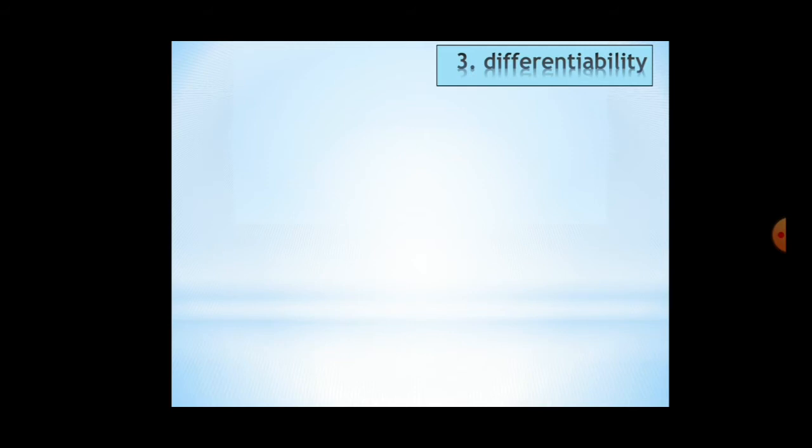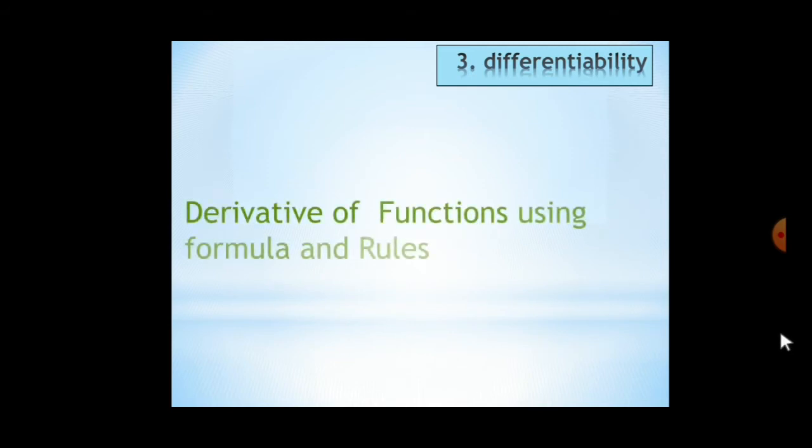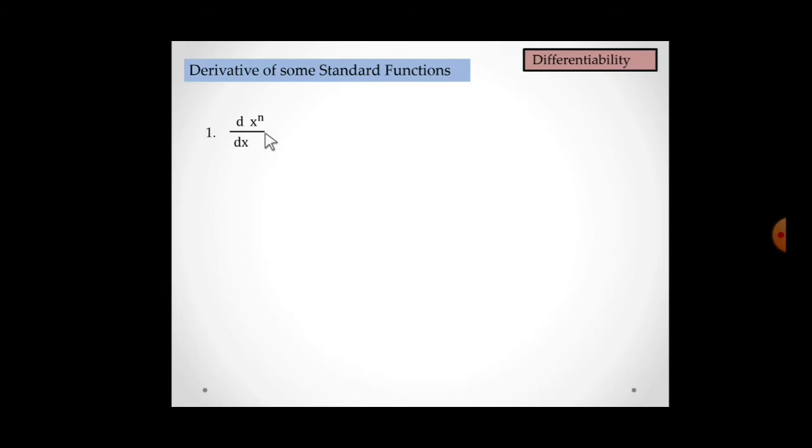In this video I am going to discuss derivatives of standard functions using the formulas and rules of the derivative. Just to understand how to use the rule and formula on examples, I am doing this video. So first, recall the derivatives of some standard functions. The first standard function is the x raised to n function.